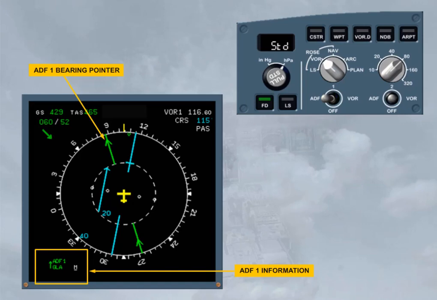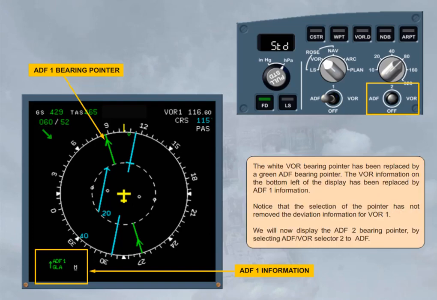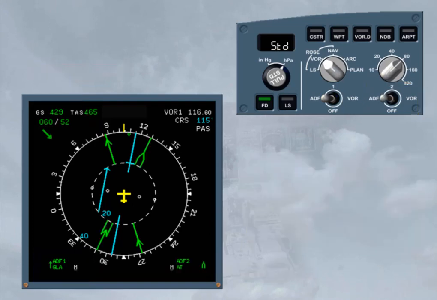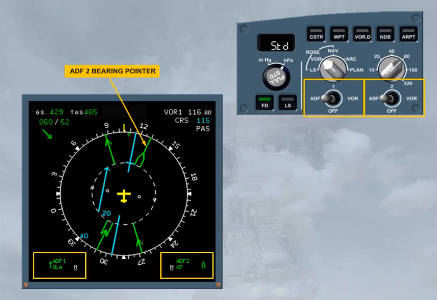Notice that the selection of the pointer has not removed the deviation information for VOR1. We will now display the ADF2 bearing pointer by selecting ADF VOR selector 2 to ADF. The ADF2 bearing pointer is now displayed, represented by a double-lined arrow. At the bottom of the display, there is information on the selected nav aids. Notice that, in common with most things on the aircraft, it is number 1 on the left and number 2 on the right.